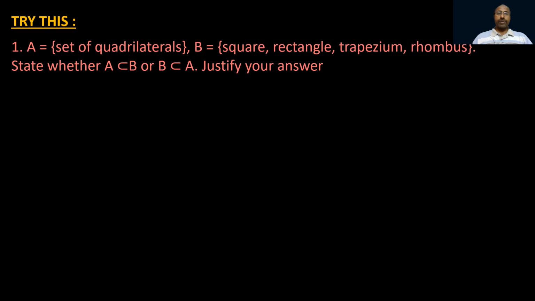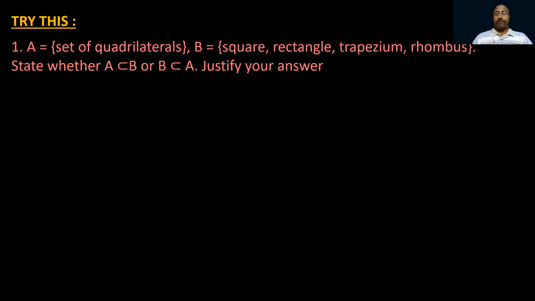Now we have some problems under the title. Try this. So first one, A is equal to the set of quadrilaterals, B is equal to the set of square, rectangle, trapezium, rhombus. State whether A is a subset of B or B is a subset of A. Justify your answer. So in this, it is given that A is the set of all quadrilaterals.